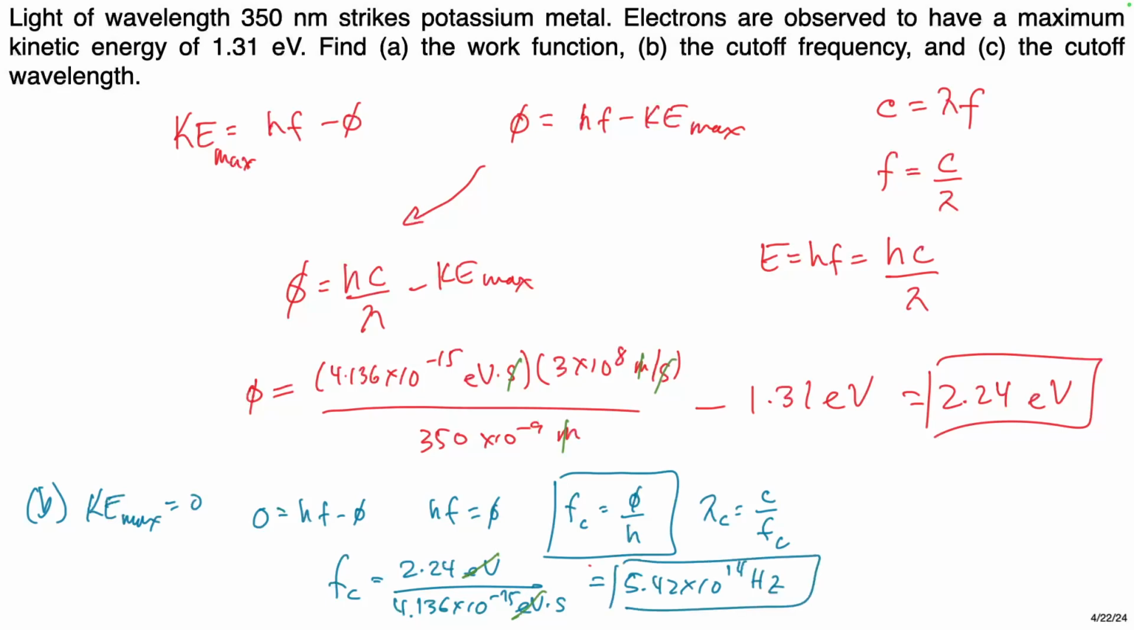Here's my cutoff frequency, and then my cutoff wavelength will be the speed of light, all divided by that frequency, which gets me a wavelength of 554 nanometers. That was a really bad 554.